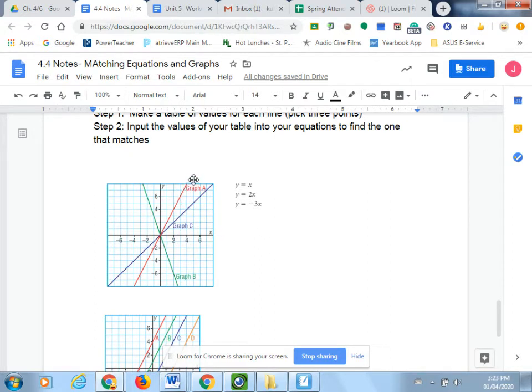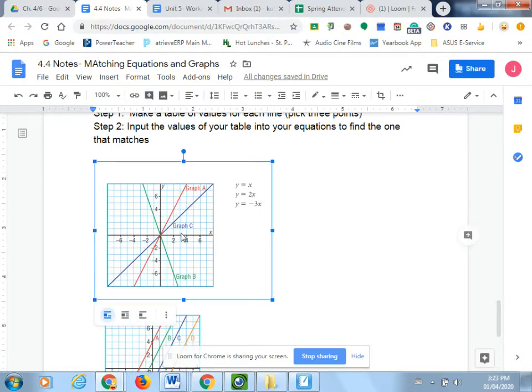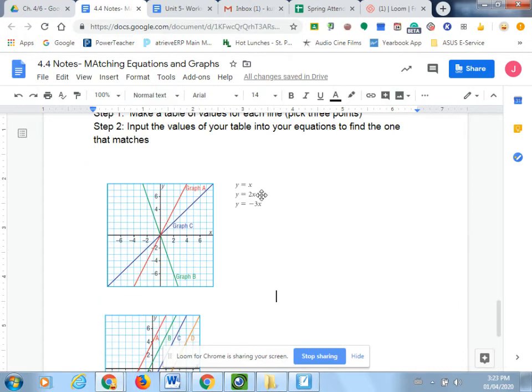If I'm going to start with this graph, which I believe is graph A, I'm going to pick a point that's on my graph. If I pick the point right over here, we've got (3, 6). So if x is 3, does y equal 6? No. Does 2 times 3 equal 6? Yes. Does -3 times 2 equal 6? No. So that clearly means that graph A has to belong with my second equation.